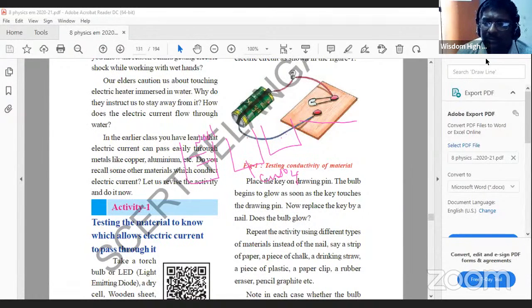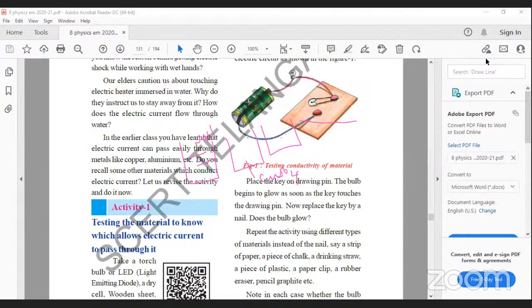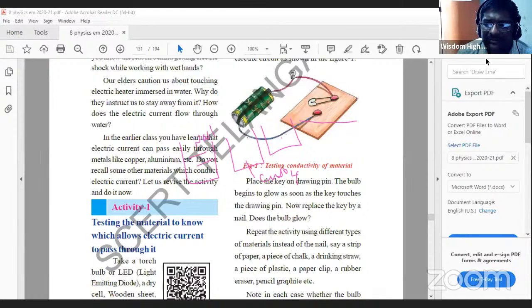wooden board. Yes, what do you want, boy? Rishit Reddy? Rishit Reddy, what do you want? Don't disturb me. Observe the things here.